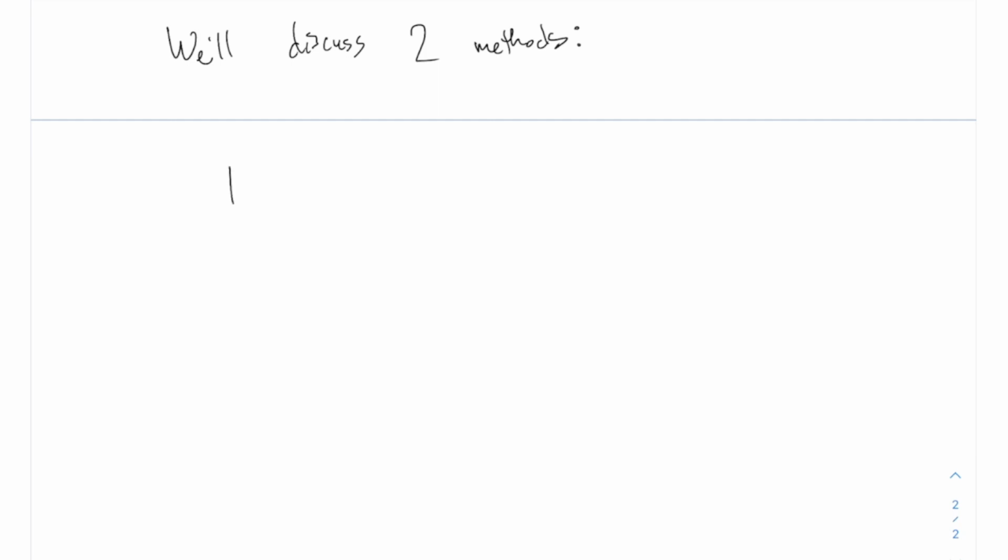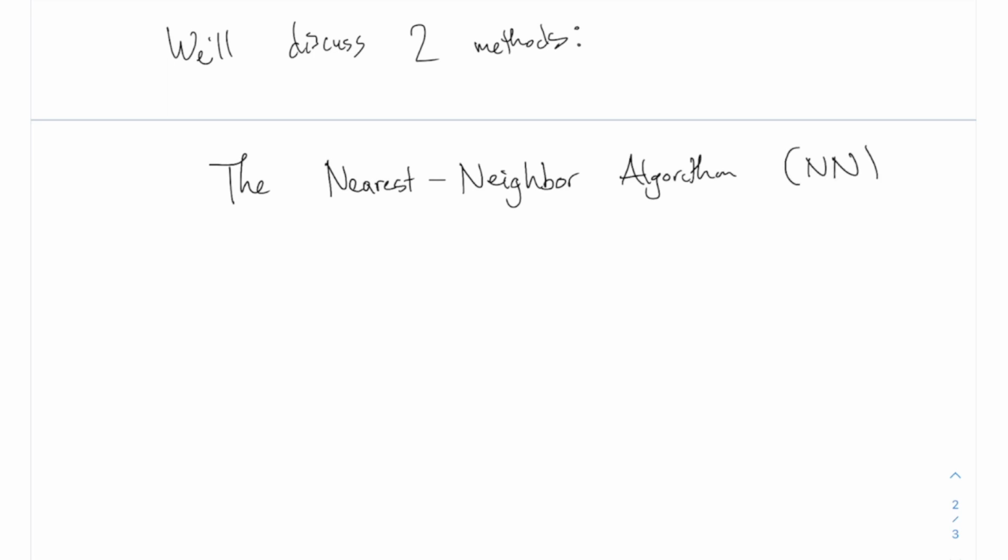Anyway, they both have cute names, which I prefer to a person's name. The first one is called the nearest neighbor algorithm, and I'm usually just going to write NN for nearest neighbor.